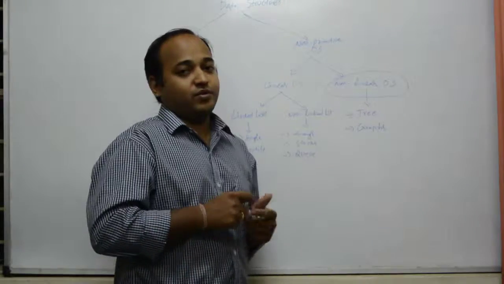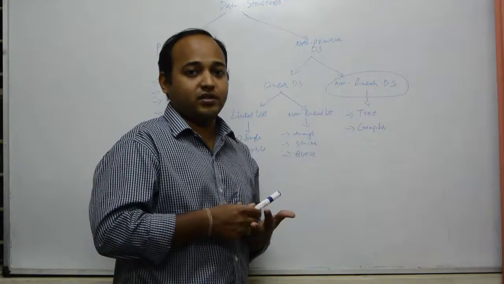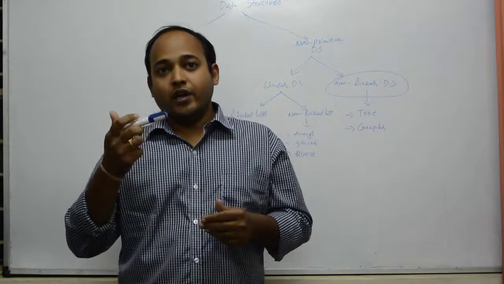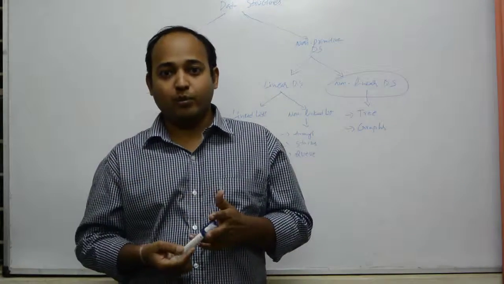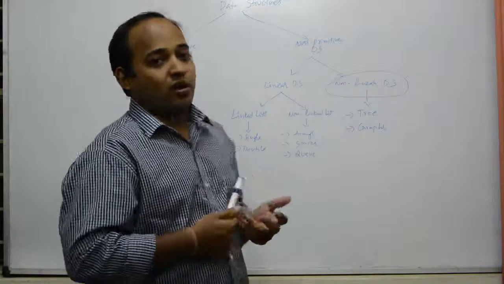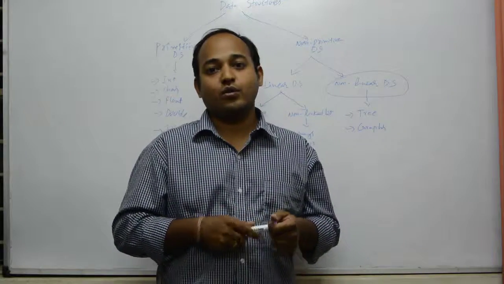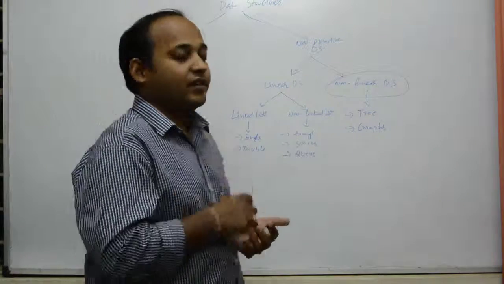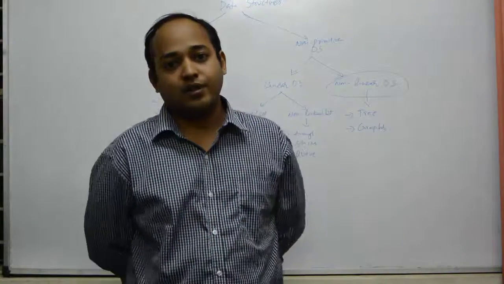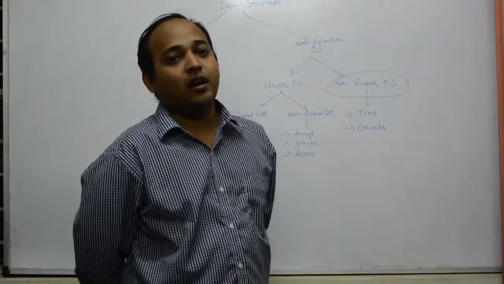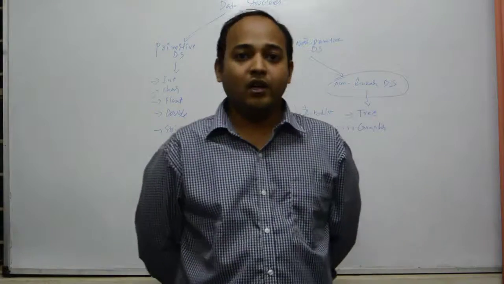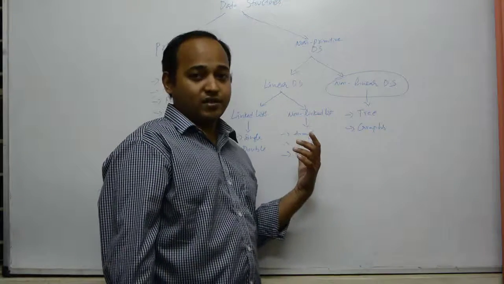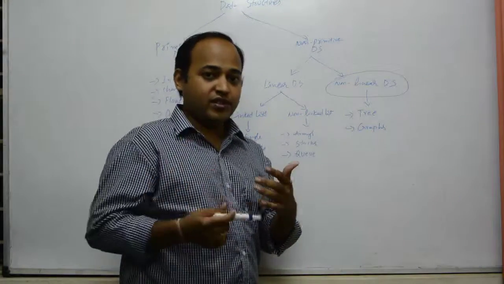In linear data structures, for example arrays, the data will be stored in contiguous memory locations. Whereas in non-linear data structures, the data will be stored in a hierarchical manner, like a tree, for example. And linear data structures again are classified into two categories. First one is linked list and another one is non-linked list. In non-linked list, for example, arrays, stacks, queues. In this type, the data will be stored in a sequential manner.